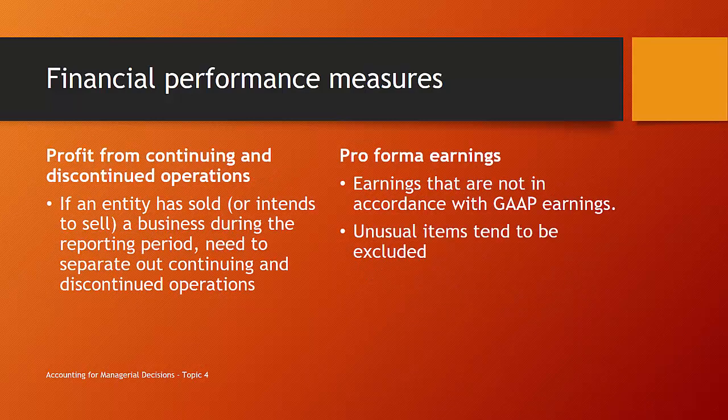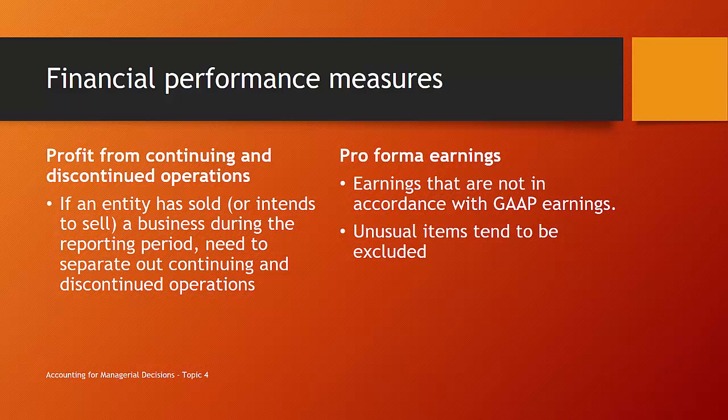Profit from continuing and discontinued operations we have talked about, and it is important to separate them. Lastly, pro forma earnings. These are earnings that are not in accordance with GAAP. Effectively a company has just made up what this figure is. They have to produce their GAAP earnings, the earnings required by the standards, but a lot of companies will also show these other numbers. They could call them underlying profit, cash earnings, or a whole range of different things.